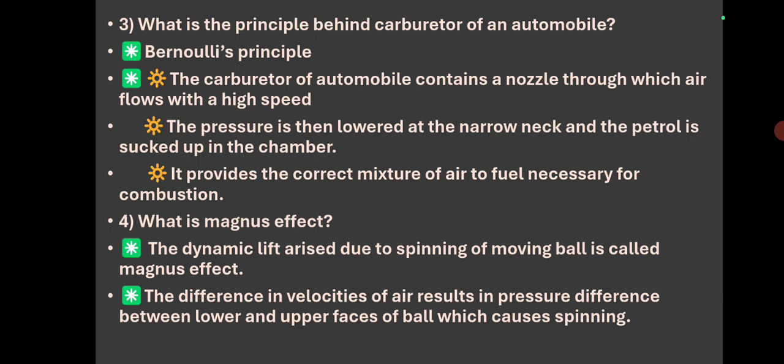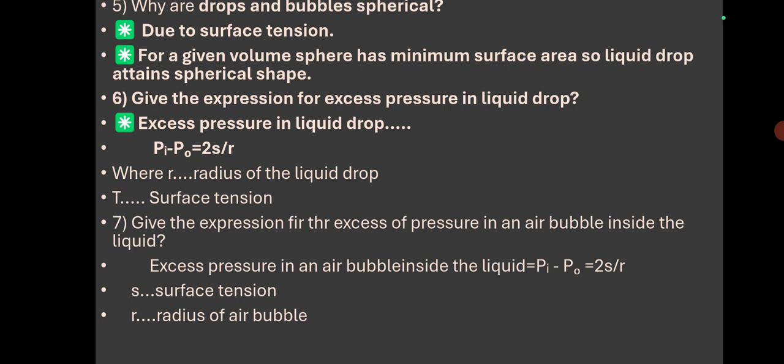What is the Magnus effect? The dynamic lift arises due to spinning of a moving ball. So actually how does the dynamic lift arise? There will be differences in velocities of air when the ball is spinning and moving. On the upper side velocity will be more, pressure will be less. On the lower side of the ball, velocity will be less, pressure will be more. That is, velocity differences create pressure differences, and this creates the dynamic lift, and that we call the Magnus effect.